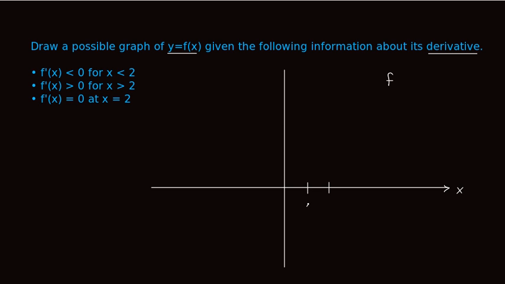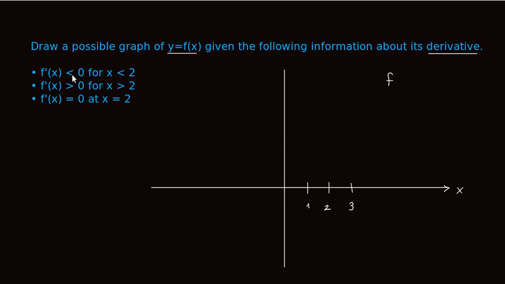So if I put 1 and 2 and 3, the thing I have to keep track of is what happens around 2. The last piece of evidence tells me that the derivative is 0 when x is equal to 2. So that means either I have a peak or a valley at 2.